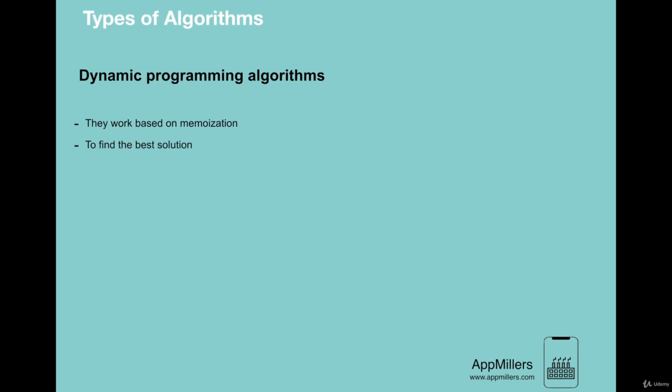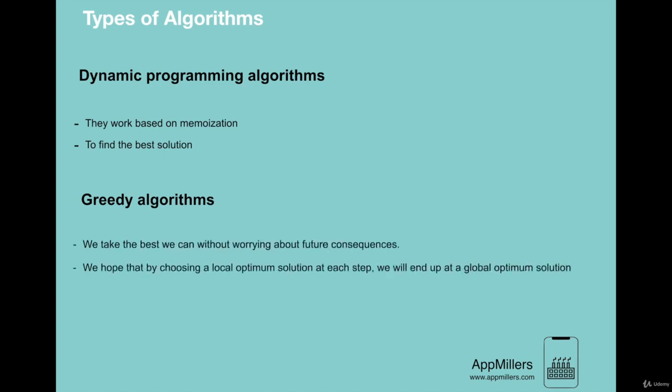The next type of algorithm is greedy algorithms. These algorithms are also for finding the best solution. They work well for optimization problems. A greedy algorithm works in phases. At each phase, we take the best we can without worrying about future consequences, and we hope that by choosing a local optimum solution at each step, we will end up at a global optimum solution.